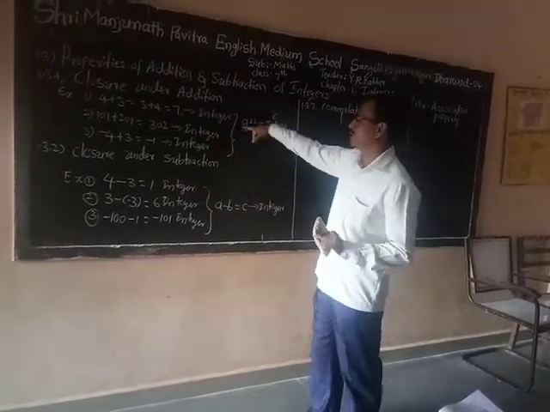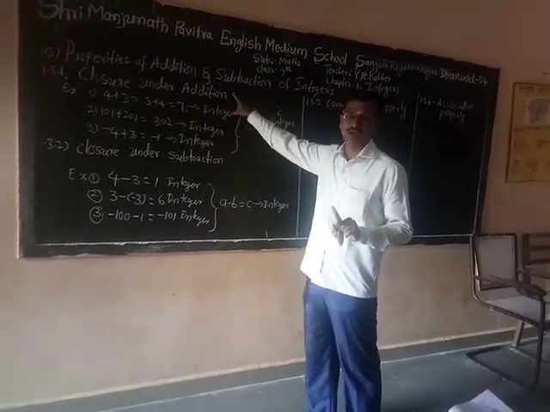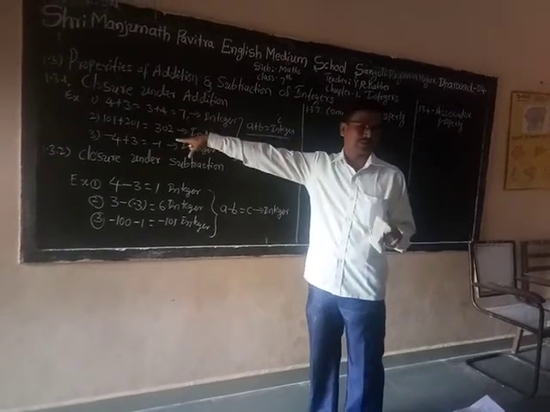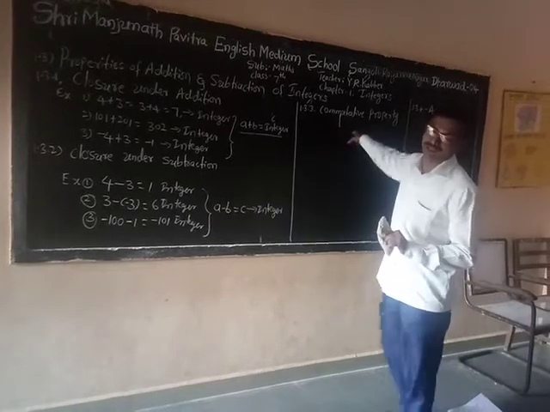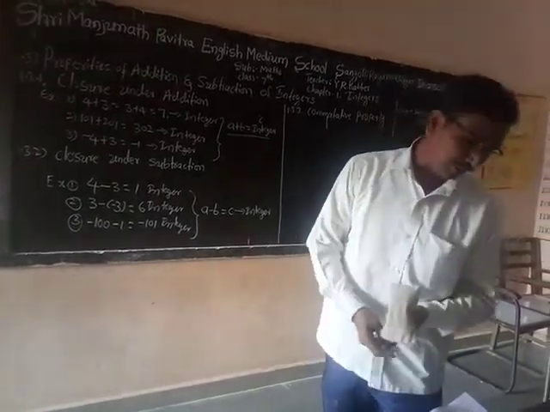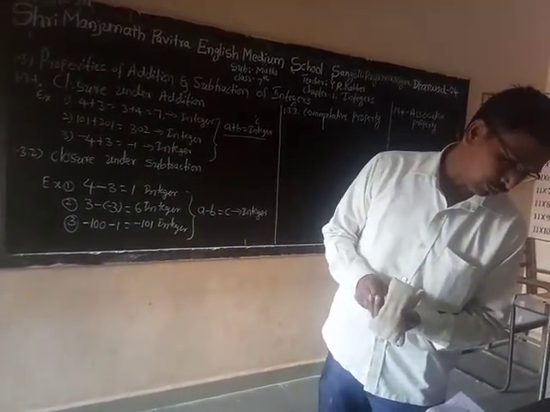Okay, dear children, I think you understood both addition and subtraction under the closure property. Now the same goes on here, the commutative property. What is meant by the commutative property? Now we are discussing that.